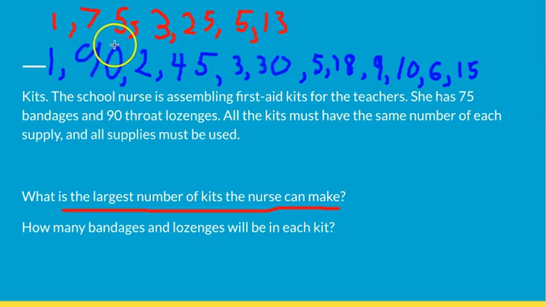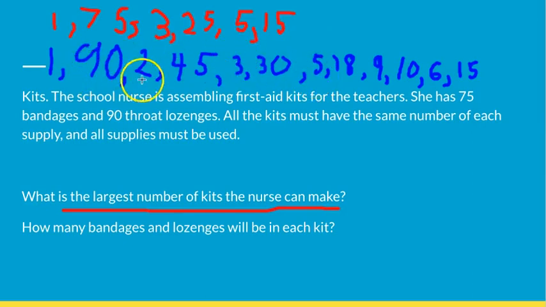So we look at greatest common factor. Oh wait, it's not 13, it's 15, isn't it? Eek. I need to practice my factors a little bit better. Yeah, 13 would have made 65. It's got to be 15. Okay.